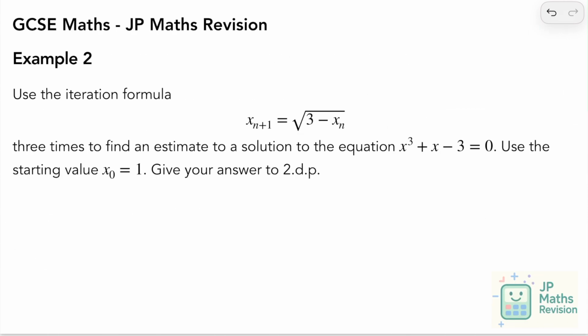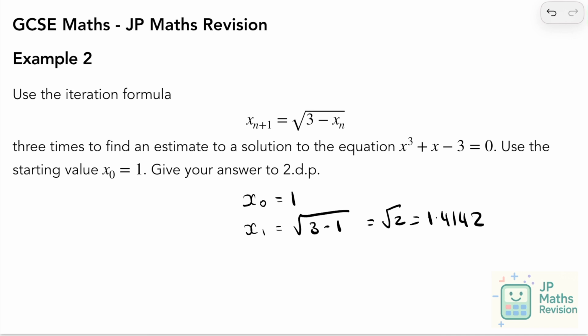Here's another example. We need to use the iteration formula xn+1 equals the square root of 3 minus xn, 3 times, to find an estimate to a solution of the equation x squared plus x minus 3 equals 0. We're using the starting value of x0 equals 1. So to find x1, we're going to do the square root of 3 minus 1, because that's the previous answer. So that's the square root of 2, which is 1.4142.